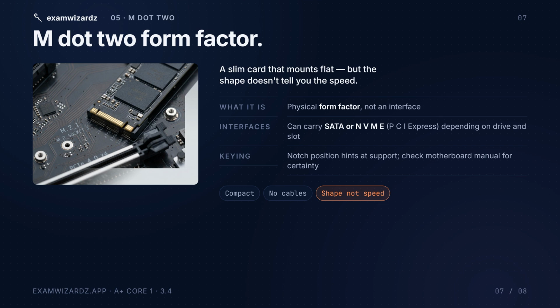The exam loves to show you a picture of an M.2 drive and ask what interface it uses. The answer is never M.2, that's the form factor. You need to look for SATA or NVMe in the question text or specs.